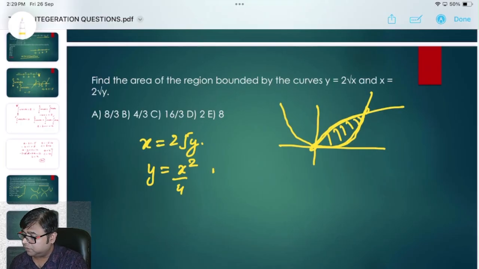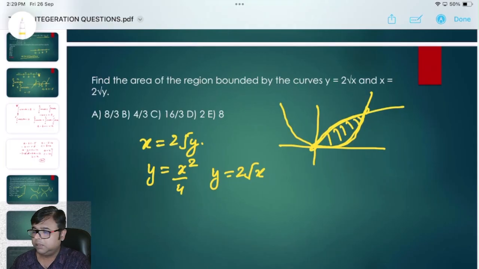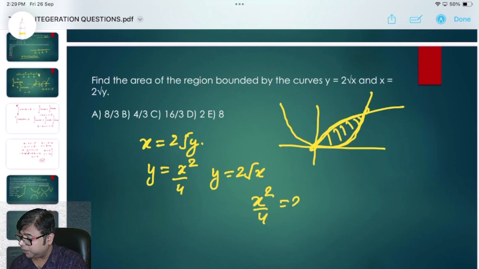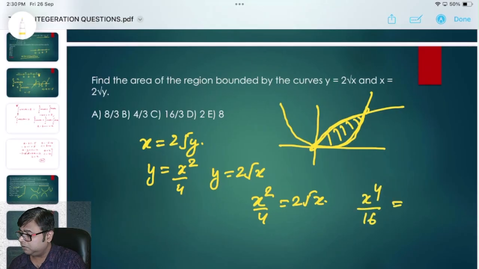So I have two curves now, y equal to 2 root x and y equal to x squared by 4. Now I just have to find the point of intersection. So x squared by 4 equals 2 root x. This will give me x to the power 4 by 16 is equal to 4x.